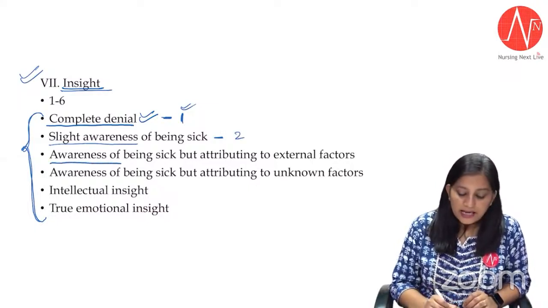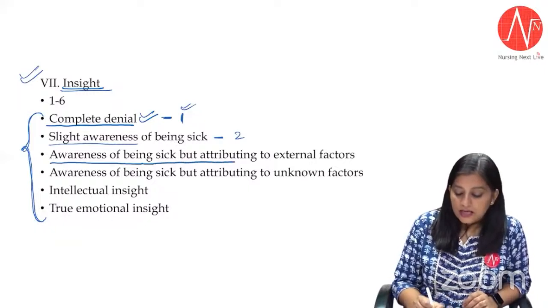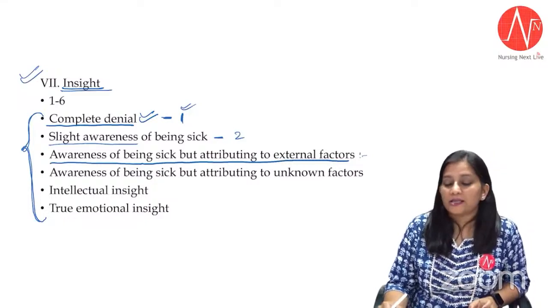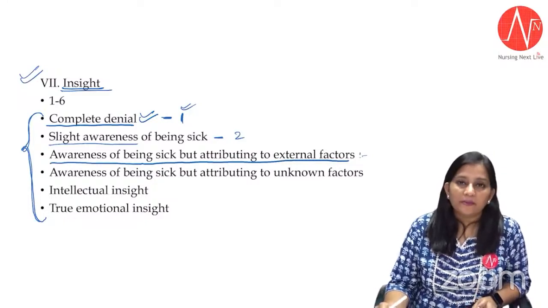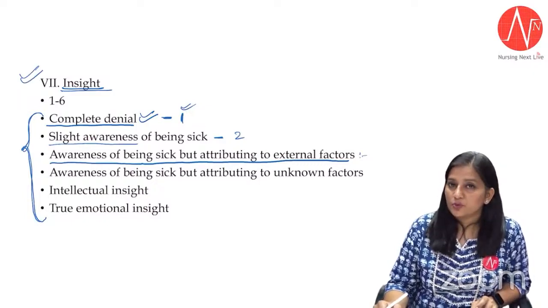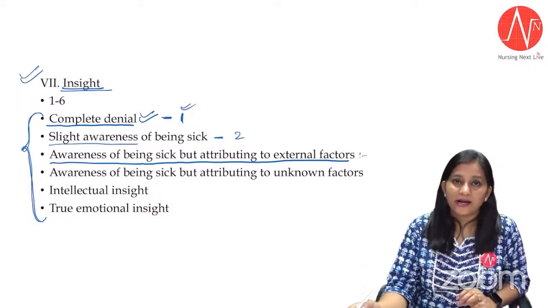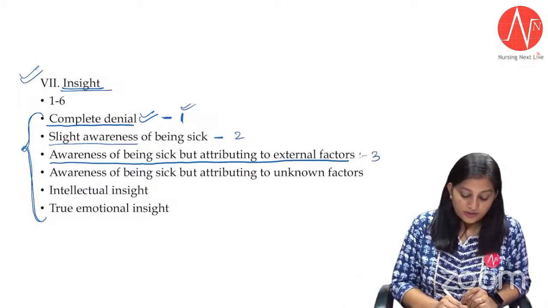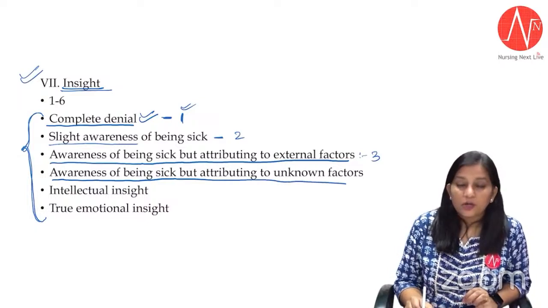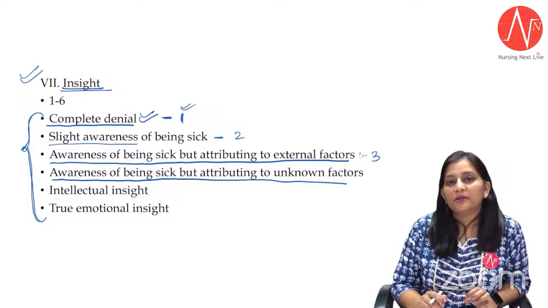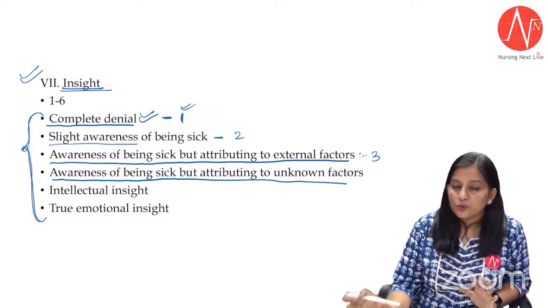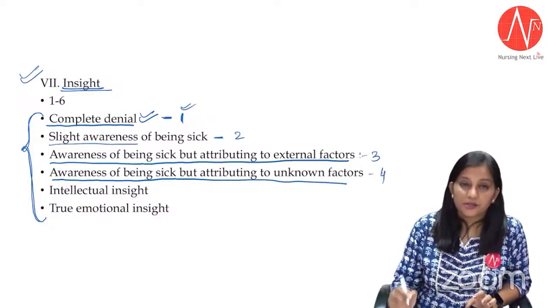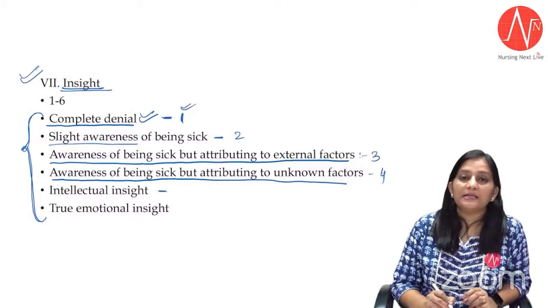The patient may say, yes, I am sick, but my neighbor has done something for this, or because my family members don't like me, or because my family members don't take care of me. So attributing the cause to external factors is 3. Fourth is awareness of being sick but attributing it to unknown factors. Yes, I know I am sick, that is why I'm in hospital, but I don't know why I am sick. So the patient says that unknown factors are there. This is 4.